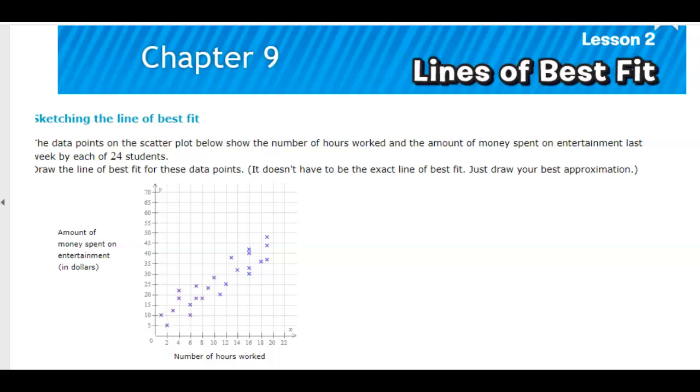And well, we are back for chapter 9, lesson 2, lines of best fit. So problem number 1 here is sketching the line of best fit. This is a really easy section here, you guys. The data points on the scatter plot below show the number of hours worked and the amount of money spent on entertainment last week by 24 students. Draw the line of best fit for these data points. It does not have to be the exact line of best fit, just draw your best approximation.